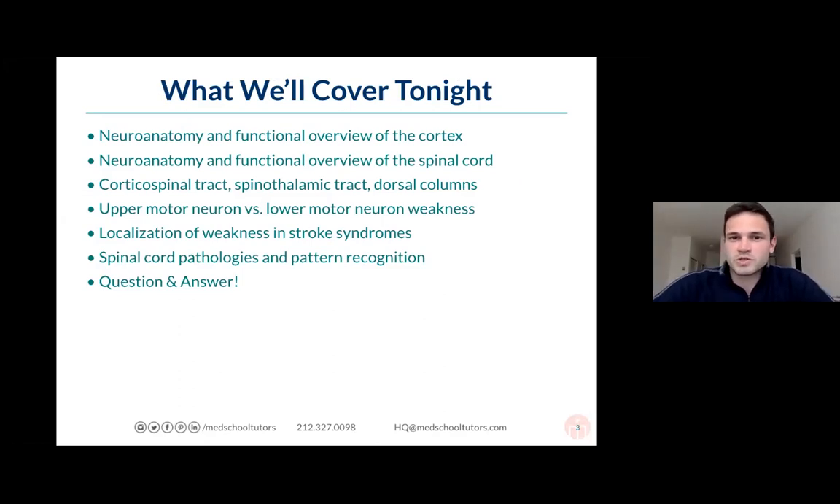Other things we'll cover tonight. I'm going to try and do a big overview of the bane of the first 2 years of existence: all of the neuroanatomy that you learned, particularly up in the cortex, and the important things of the spinal cord. I'll go over the tracts and hopefully some tricks for keeping them separated. We'll dive in on why things are upper motor neuron and lower motor neuron and when that matters. We'll talk about how to answer questions on strokes and how you can pick why this person is weak. And then I'll go over a few of the spinal cord pathologies.